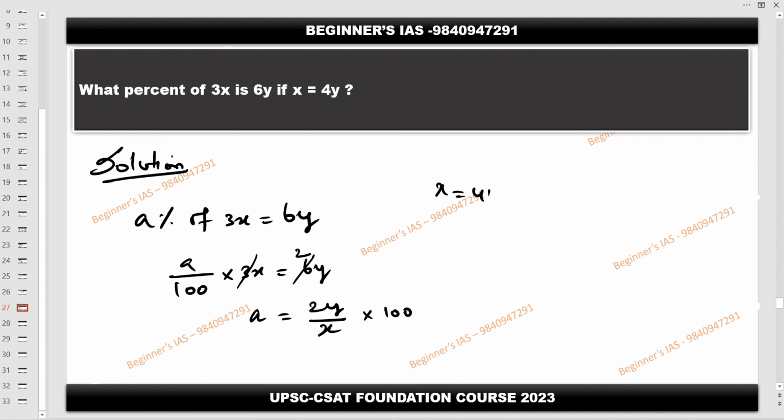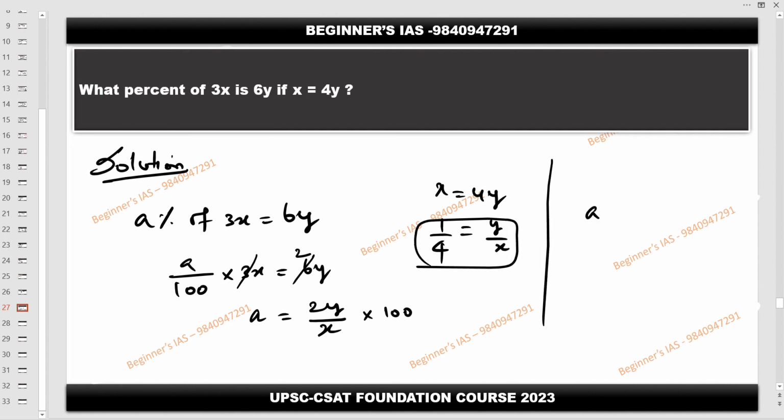So x is equal to 4y. Then y by x is equal to 1 by 4. Then a is equal to 2 into 1 by 4 into 100. So it is nothing but 1 by 2 into 100, which is 50 percent. Clear?